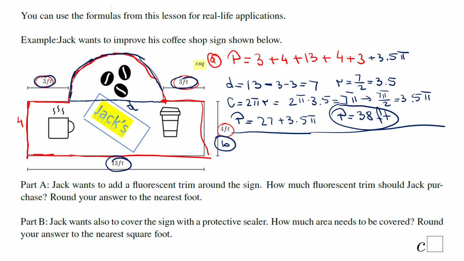I think we do. Jack also wants to cover the sign with a sealer. How much area needs to be covered? So I think this is a keyword. We know now what we need to do. We need to find the area of this composite shape. And we have a rectangle, the red one. So let me change the color to be consistent.